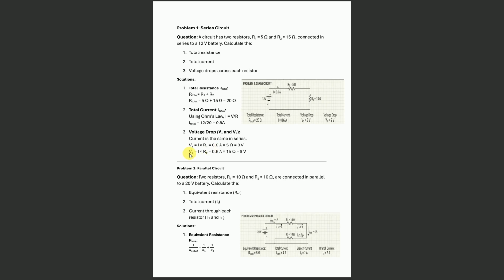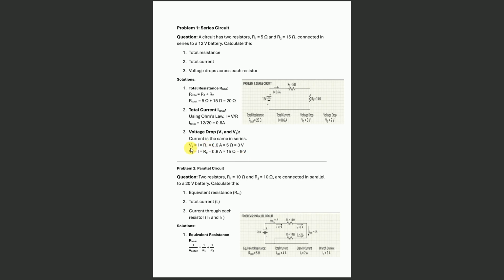Similarly, we have to find the voltage drop across R2. This will be V2 is equal to I multiply R2. Just put the value, 0.6 ampere multiplied by 15 ohm, that will be equal to 9 volt. So these are the two voltage drops which are occurring across resistor R1 and resistor R2.